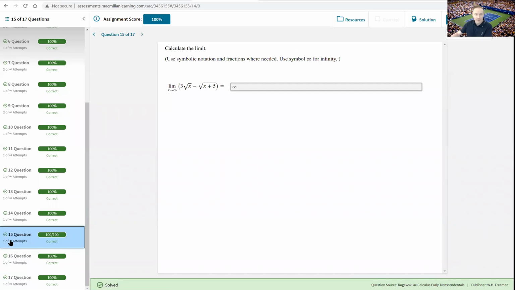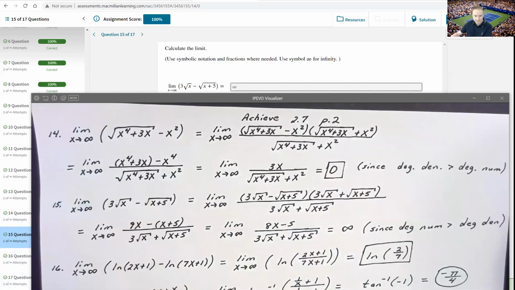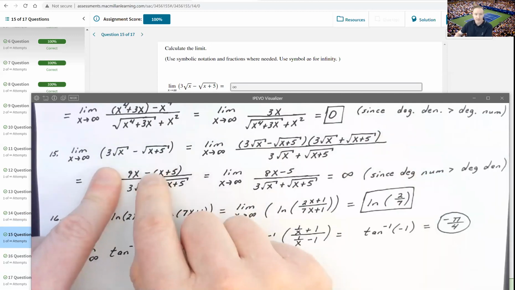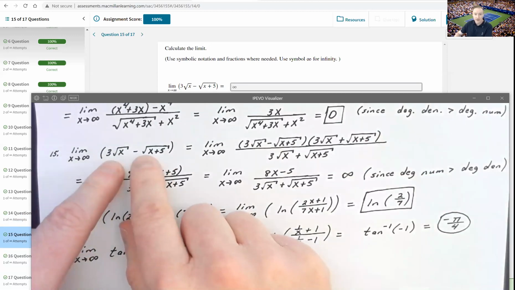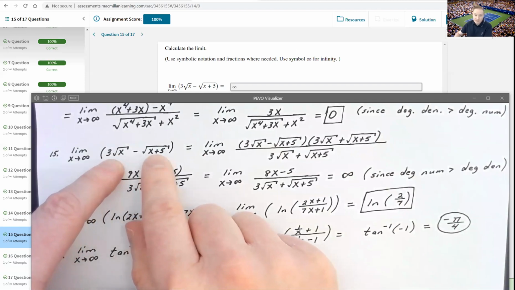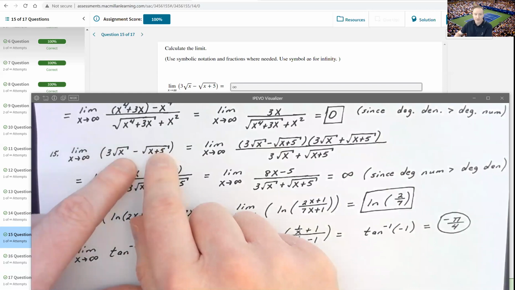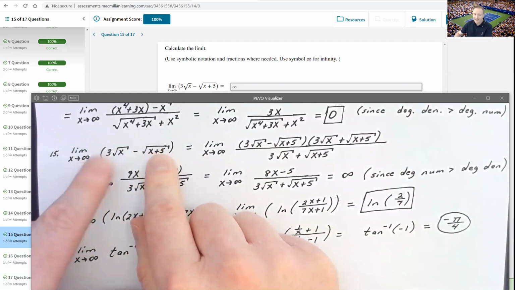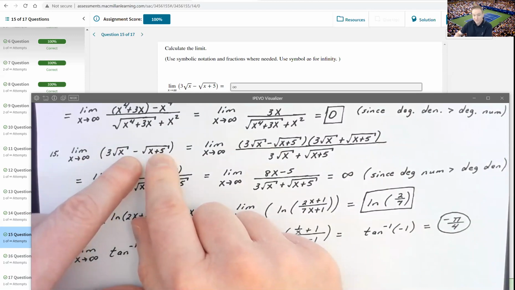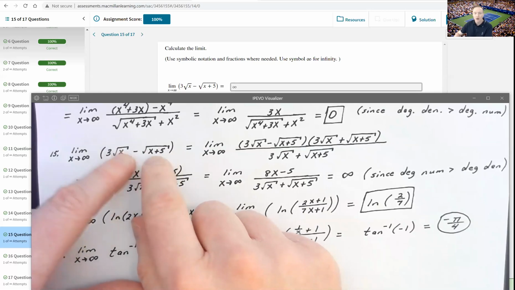Now, for the next problem here, for 15, we are looking at the limit as x approaches infinity of the cube root of x minus the square root of x plus 5. So similar to the last problem in that it's a conjugate expression, and I can't just plug the infinity in because you'd get infinity minus a number approaching infinity. So, I don't know.